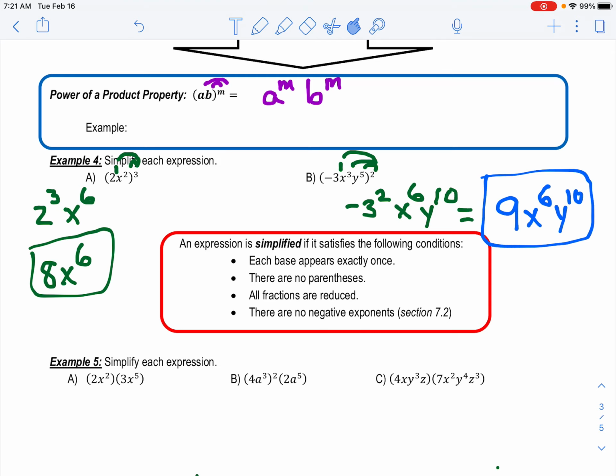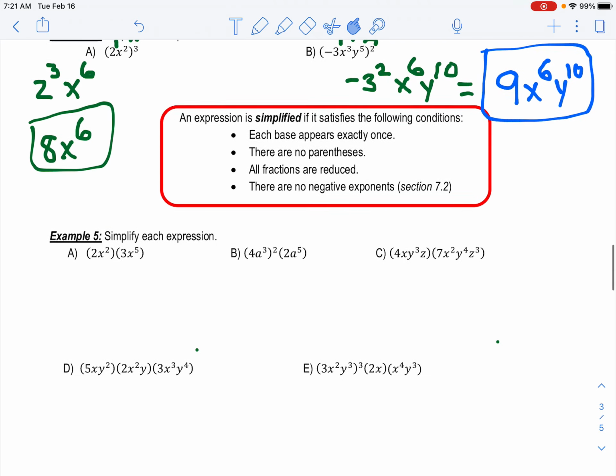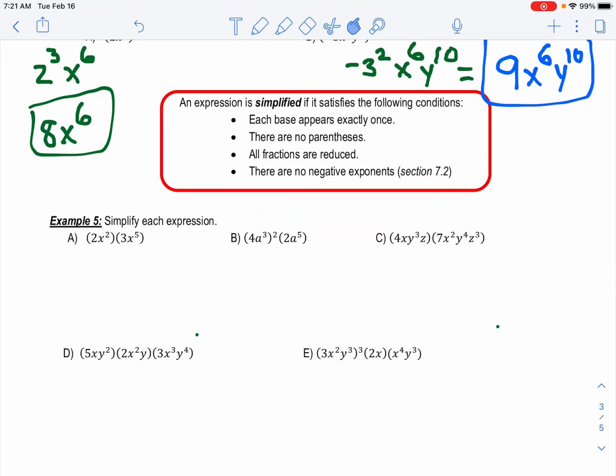All right, let's go ahead and look at example 5, and we'll go through a couple more so that you can see a couple more examples, and then we'll get ready to do some practice with it. All right, question 5a. We have 2x squared times 3x to the 5th. All right, I notice common base, common base. I'm going to multiply the 2 times the 3, which gives me 6. I'm going to copy the common base, x, and then 2 plus 5 is 7. So it turns into 6x to the 7th.